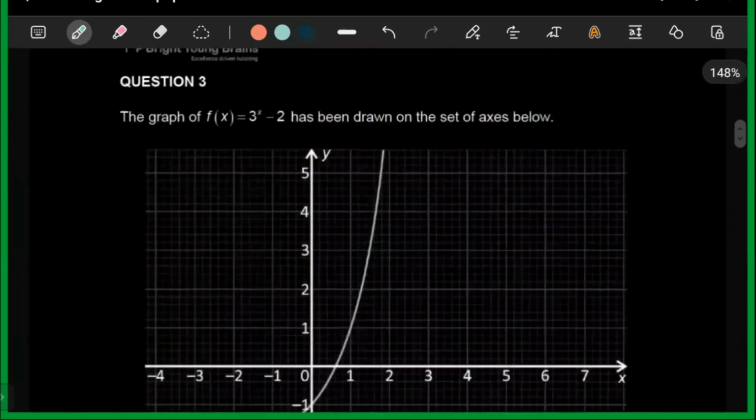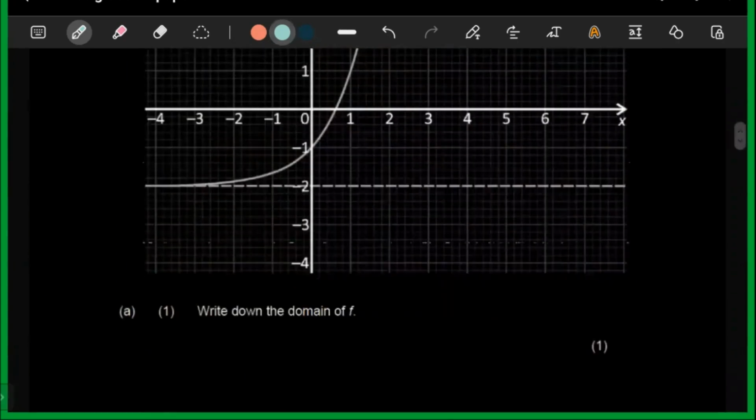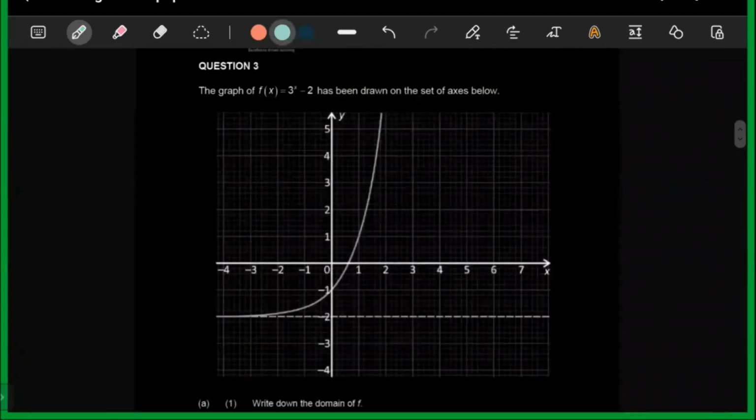It says here, the graph of f, right? It is an exponential graph. It has been drawn on the set of x's below. So they've said here, write down the domain. The domain just is a way of them asking which x values will this graph have.